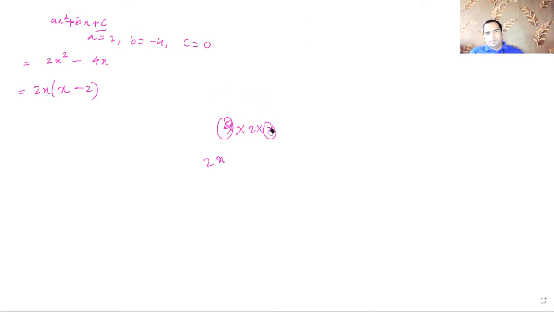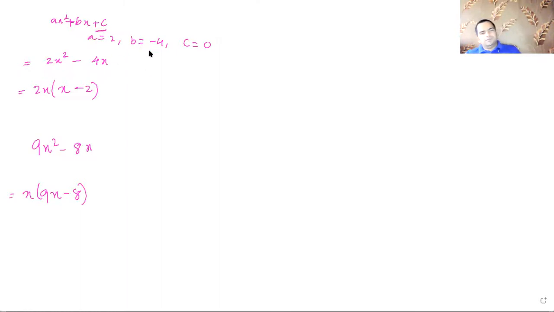Our next part is, let's say, I have another example: 9x squared minus 8x. Now here you can see clearly that with 9 and 8, there is nothing common. So you could take x common straight away, and you'll get x times 9x minus 8 as my factored answer. So this is the case where your constant term is 0.